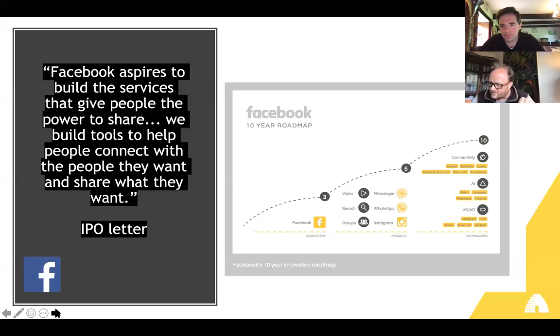Now, in their first 3 years, the plan was just to embed and iron out the Facebook platform itself, what works, what doesn't work, and continue involving it.